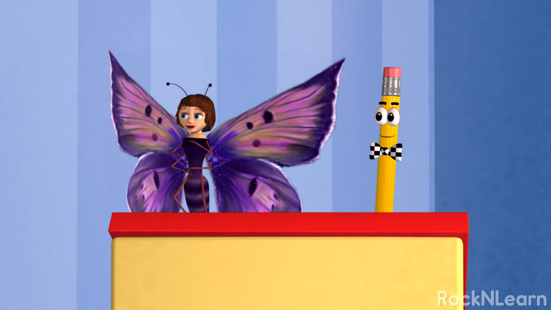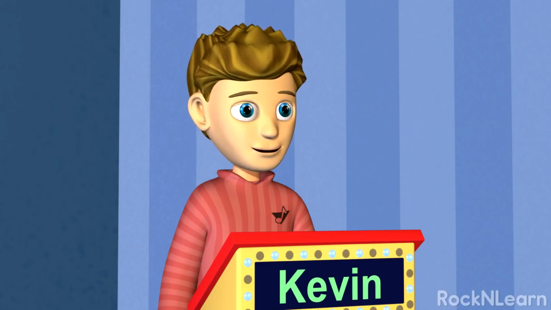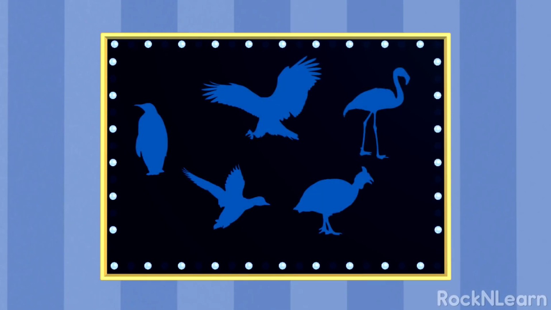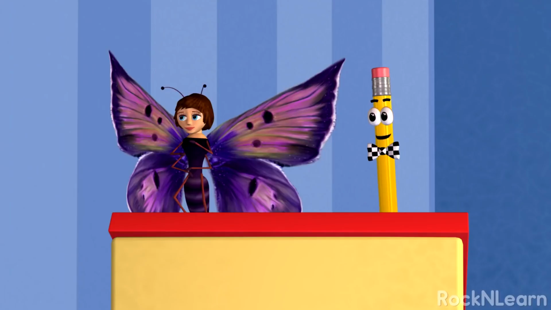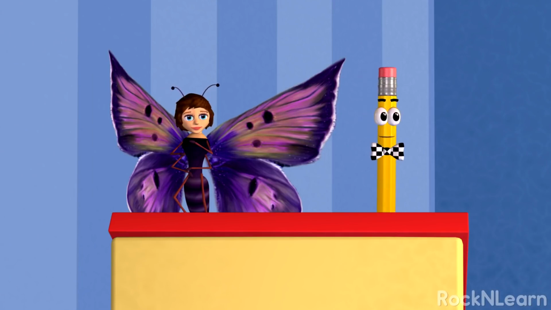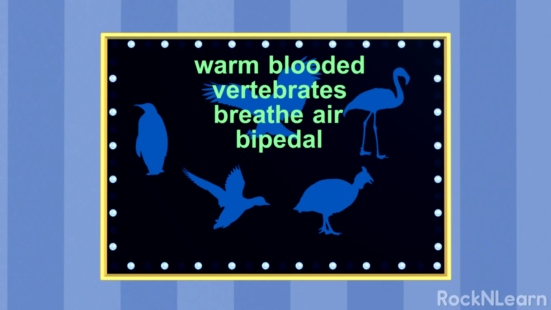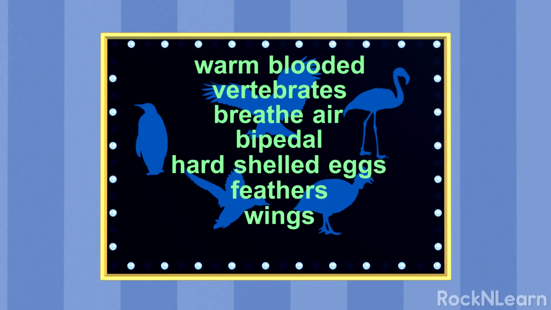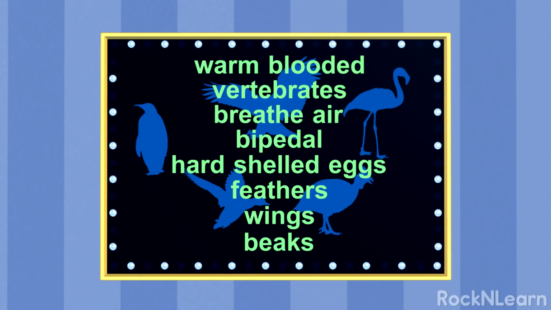Okay, this list is a little longer. Are you ready? Sure, I can do it. All of the animals from this group are warm-blooded vertebrates. They breathe air, and they are bipedal. That means they walk on two legs, like you. The animals in this group also lay hard-shelled eggs, and all of them have feathers, wings, and beaks. Do you belong to this group?